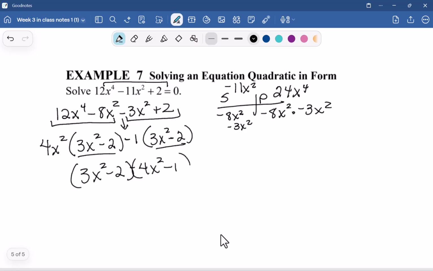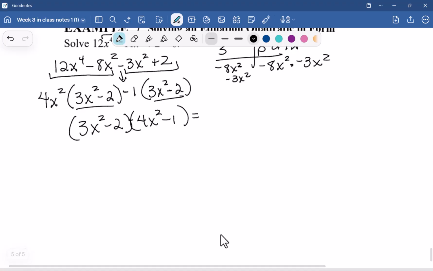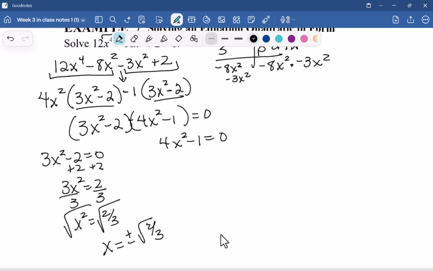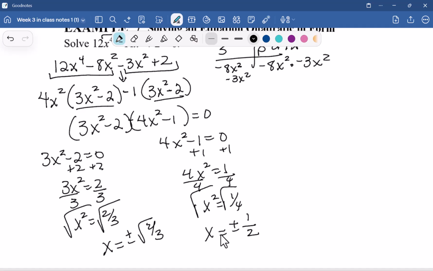4x squared minus 1. Now, what I do is I set those both separately equal to 0. So I have 3x squared minus 2 equals 0 and 4x squared minus 1 equals 0. So I add 2. 3x squared equals 2. Divide by 3. Take the square root. X equals plus or minus the square root of 2/3. Add 1. Divide by 4. Take the square root. X equals plus or minus the square root of 1 is 1. The square root of 4 is 2.